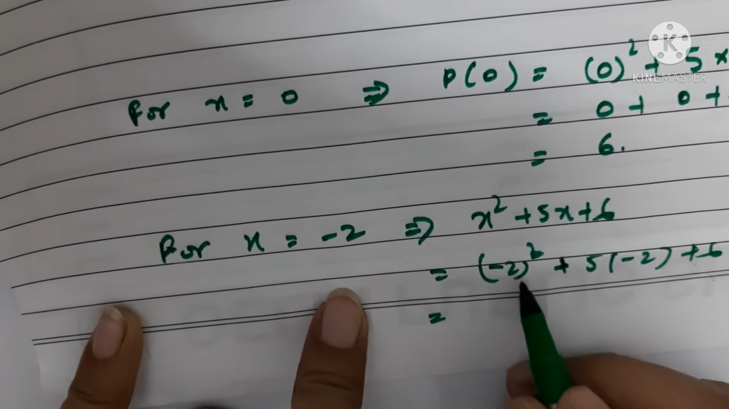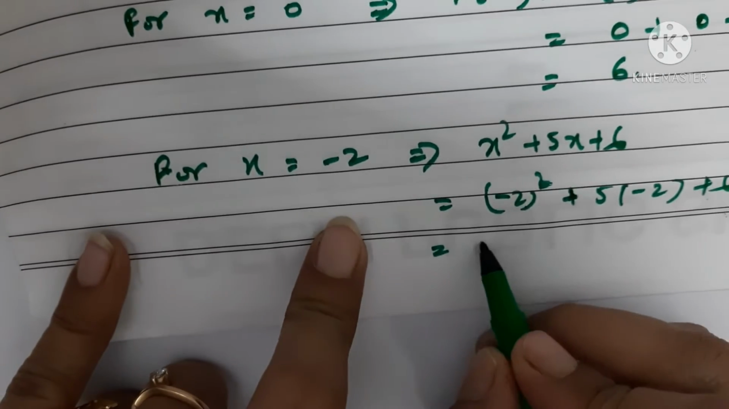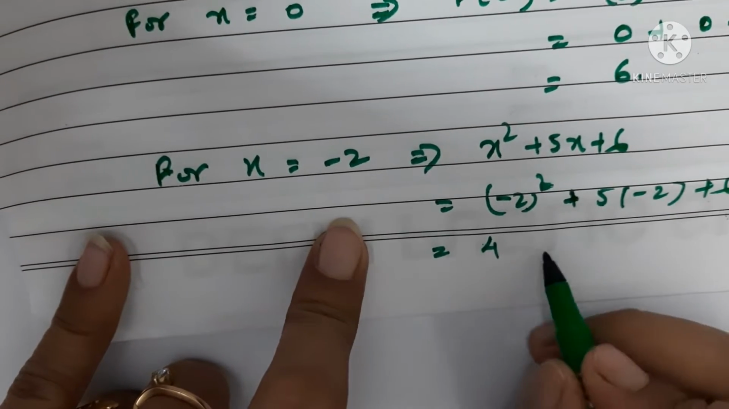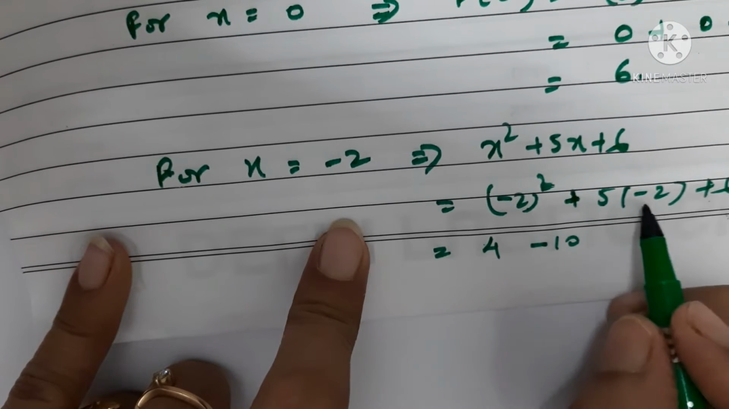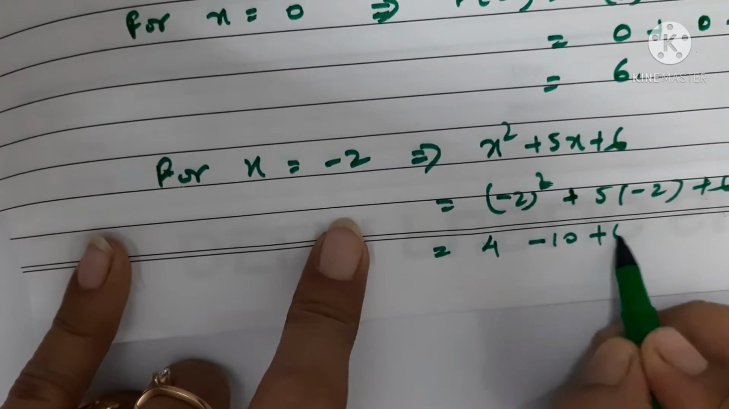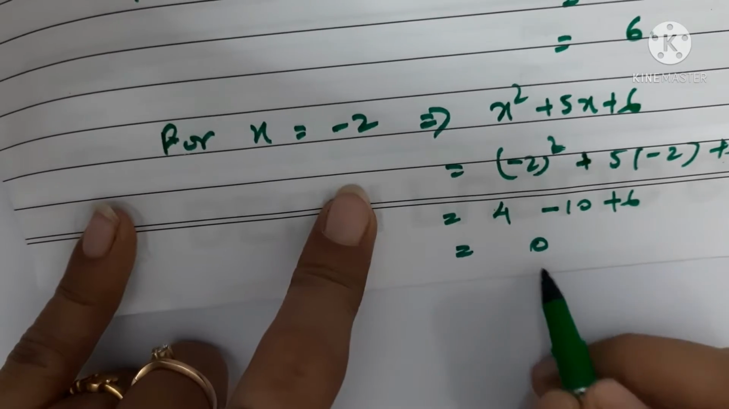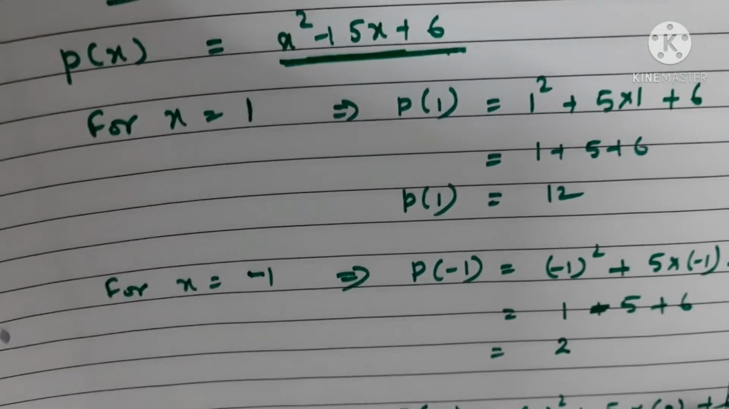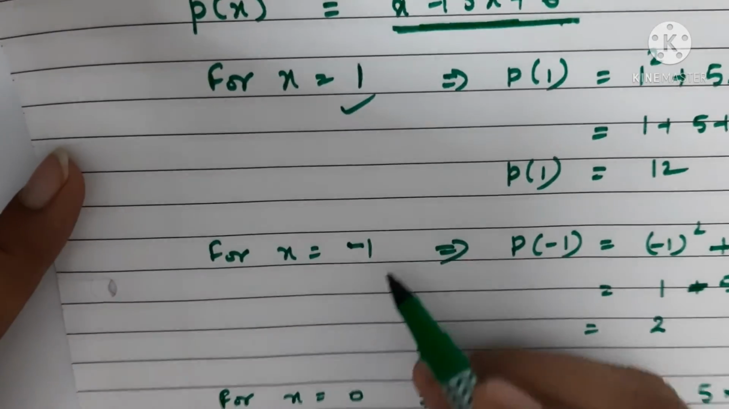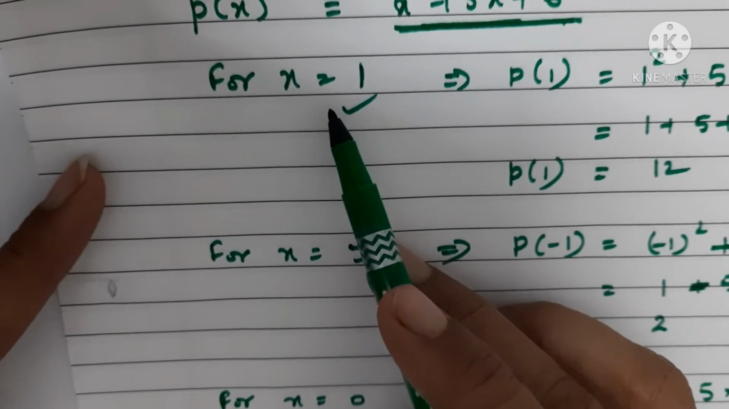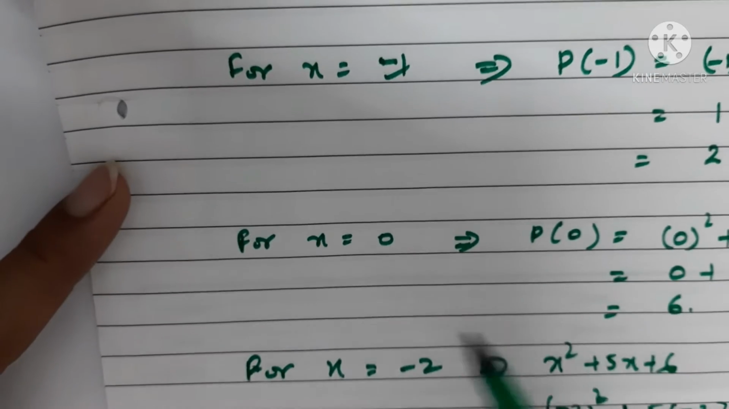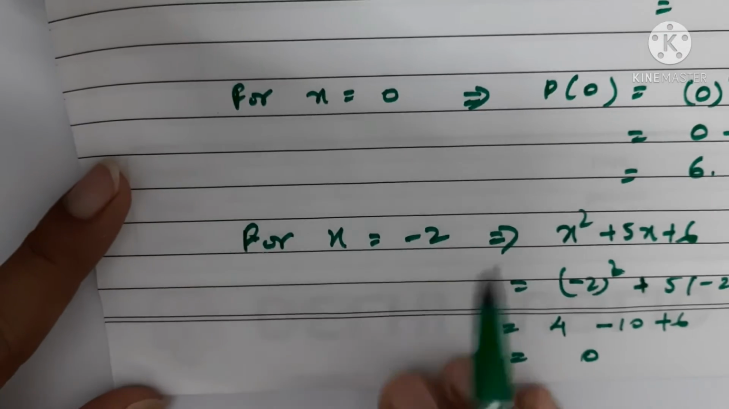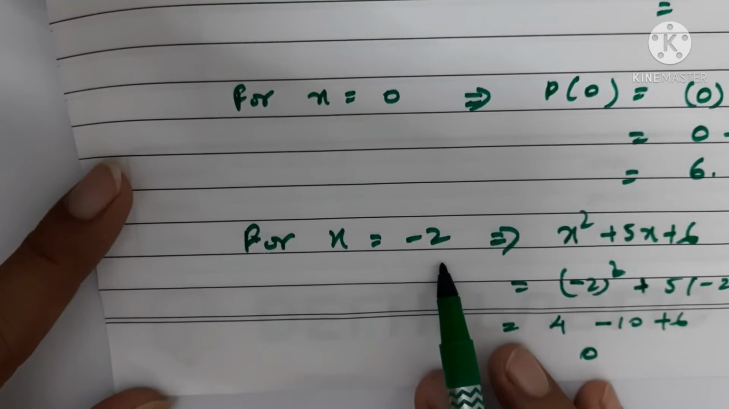So it will give you here minus 2 into minus 2 will give you 4. 5 into minus 2 will give you minus 10, and then plus 6. So you are getting ultimately here 0. So you can see that we have taken different values here. In the first case we have taken x equals 1. In the second case we have taken x equals minus 1. In the third case we have taken x equals 0. In the fourth case we have taken minus 2.